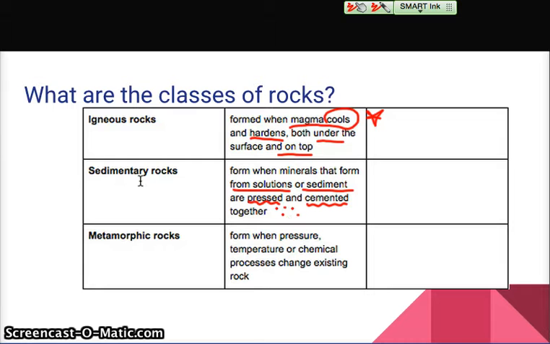So for instance, if you take all these grains and they were cemented together, you can then end up with a rock that is a sedimentary rock. I want you to draw your picture here as well in your notes.